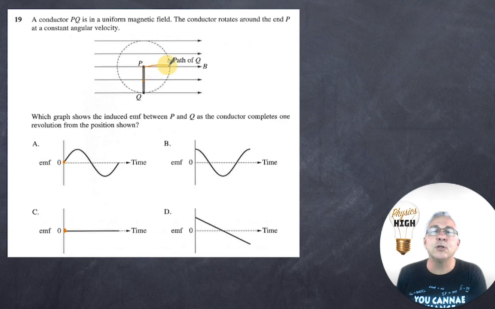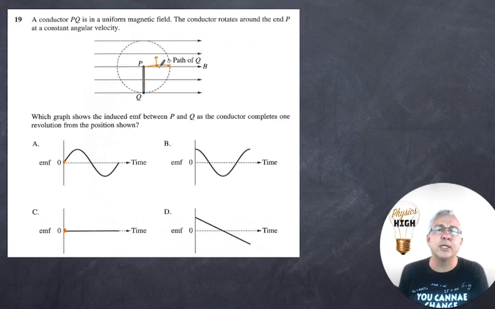But then let's have a look at PQ. Let's say it's in this position here. In this case, our little electron here is going to be moving in that direction, and now it is perpendicular to the magnetic field of B. That's fine. And so it will experience an electromotive force or want to move.